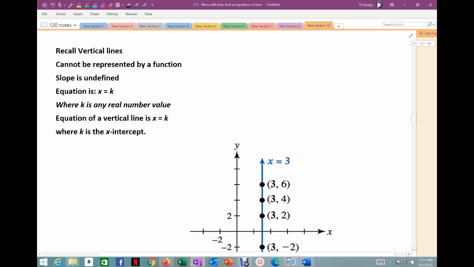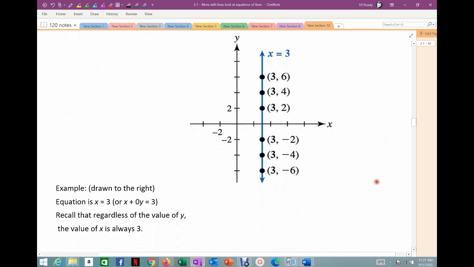So the equation, which is not a function, is x equals some constant, some real number value k. So k can be any real number value, and that equation is a vertical line, where k represents the x-intercept, and there's no y-intercept. So for an example, I have an example drawn over here, x equals 3. I drew a few more points on this line, so for every point on this line, x is 3. That's what the equation is telling me.